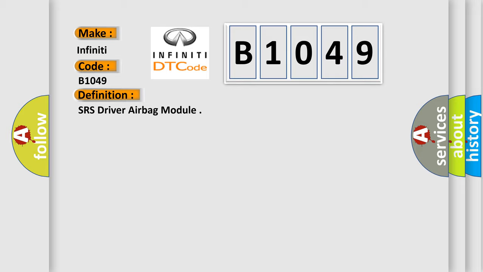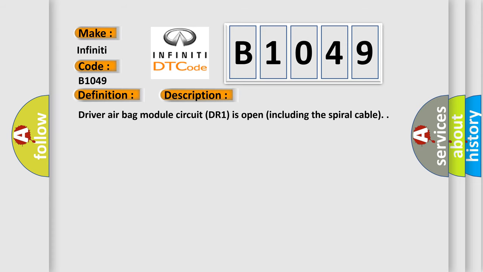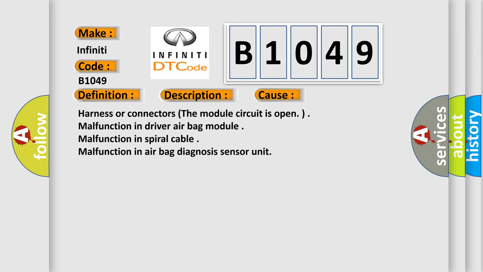And now this is a short description of this DTC code. Driver airbag module circuit DR1 is open, including the spiral cable. This diagnostic error occurs most often in these cases: harness or connectors, the module circuit is open, malfunction in driver airbag module, malfunction in spiral cable, malfunction in airbag diagnosis sensor unit.